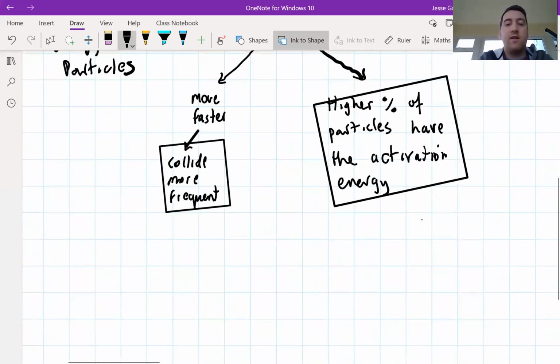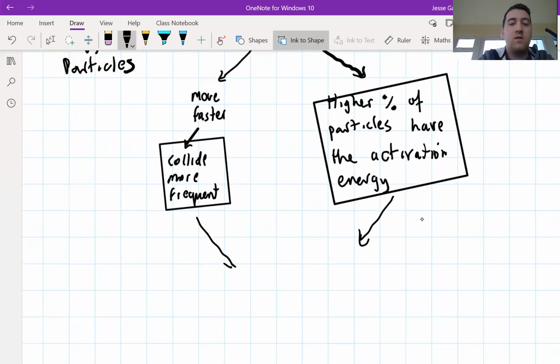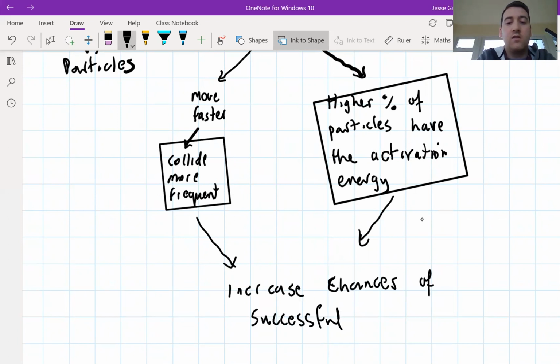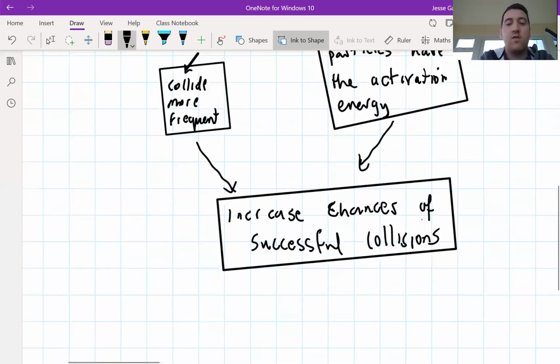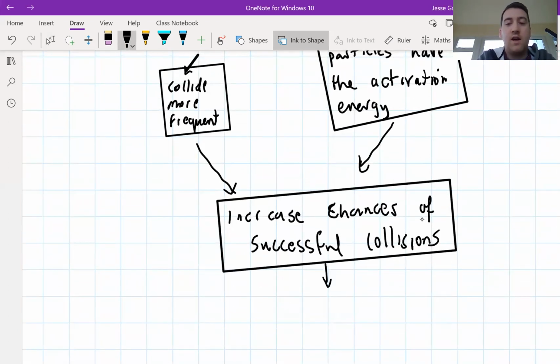So these two things together, what do they do? Well, they increase the chances of successful collisions. Okay, so these two things together increase the chances of successful collisions. And if you increase the chances of successful collisions, it means you increased the rate of reaction.